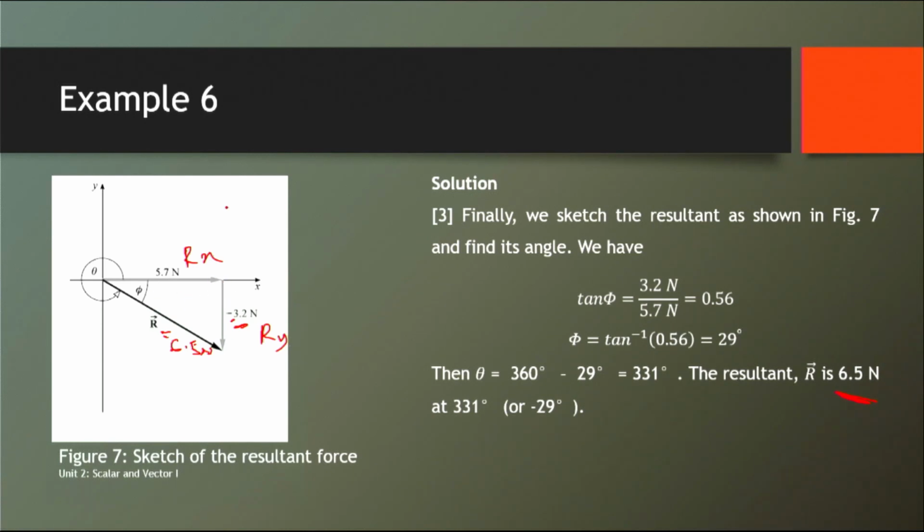Therefore, we can use tan of the angle, and we know that tan phi equals the opposite, which is minus 3.2 newtons, divided by the adjacent, which here is 5.7 newtons. If we take the tan inverse, because 3.2 divided by 5.7 is 0.56, the tan inverse here gives us 29 degrees.